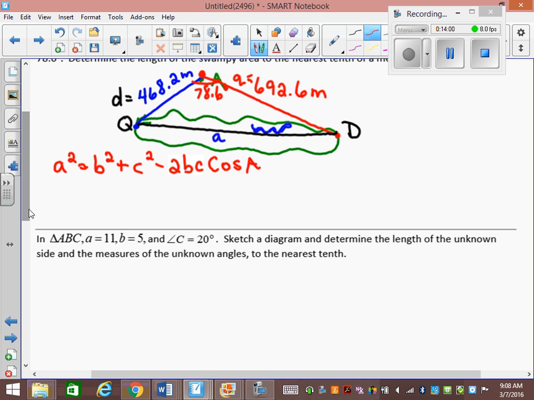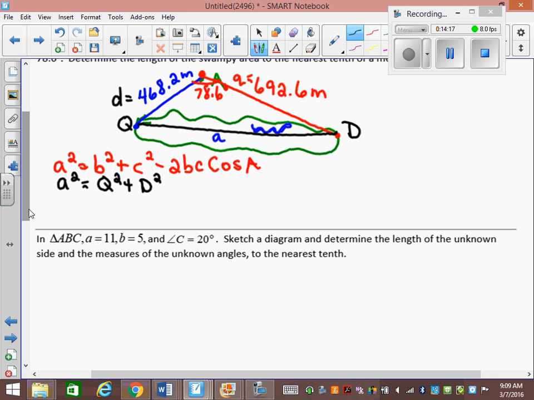Luckily, it is. So A is the one I'm looking for, so I leave it as A. And my angle is going to be A as well, because these two match. However, B no longer is B, it's Q. So we're going to go A squared equals Q squared plus D squared.